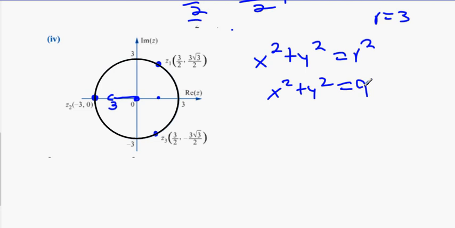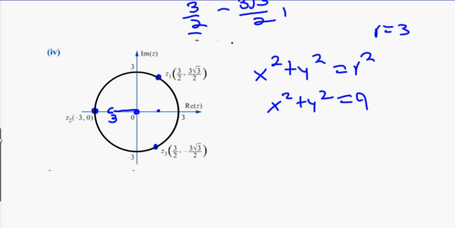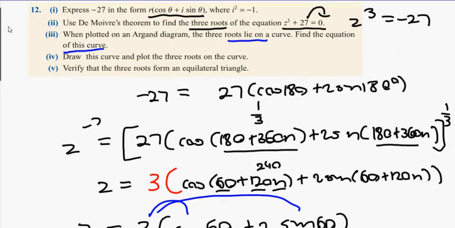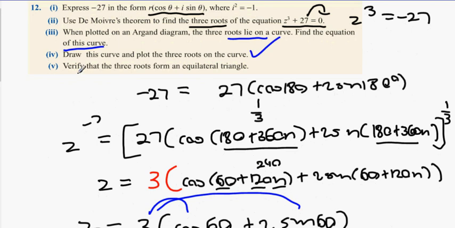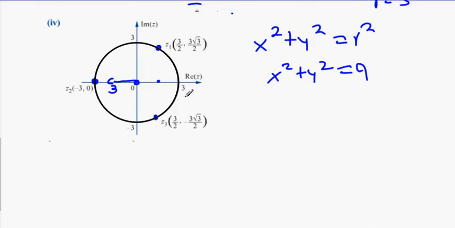Now, what's going to ask me next after that is draw this curve and plot the 3 roots on the curve. Already done. Verify that the 3 roots form an equilateral triangle. Now, to form an equilateral triangle, I would join these together, and what would need to happen is that in an equilateral triangle, either everything would be 60 degrees, or all the lengths would be the same. So what I'm thinking about doing here is the distance formula to each one.